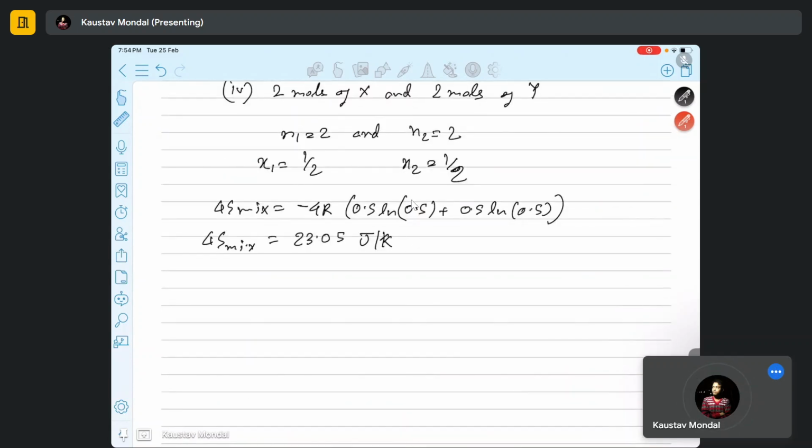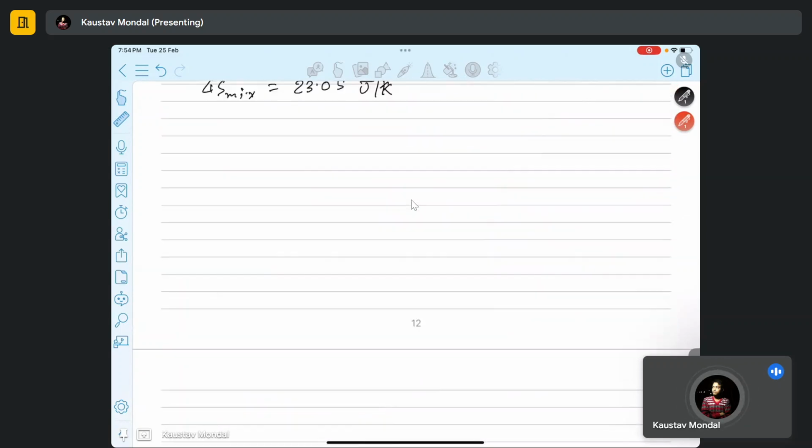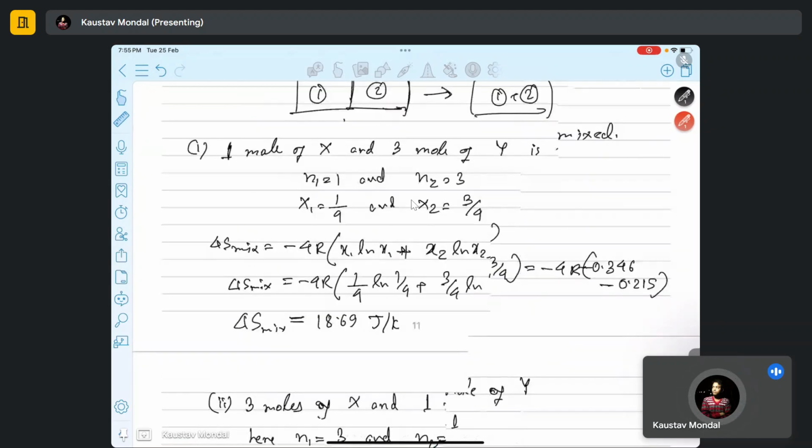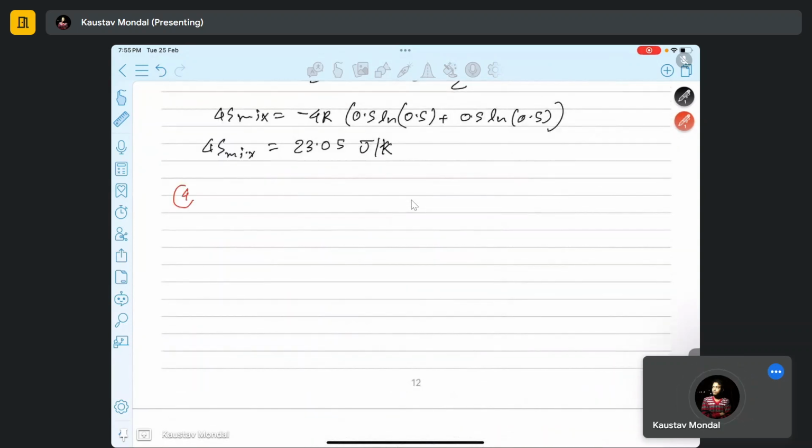So question number 3 is done. Now we move to question number 4. This is basically a statement you have to show whether it's true or false.